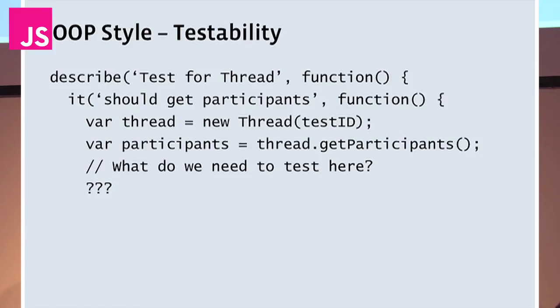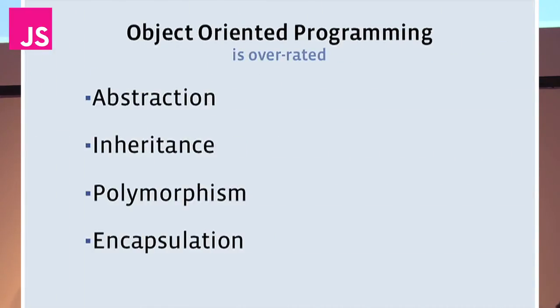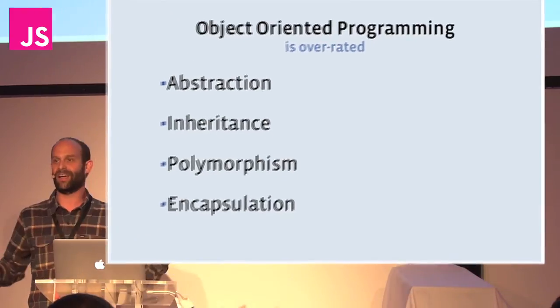Or we can return mocked participants from here, in which case the mock for participants needs to be really clear about what is done by participants code and what is done by thread code. So you've still bundled these things together, and pulling them apart again is pretty hard. And this makes me wonder, why do we do this whole object-oriented programming thing? What got us here?